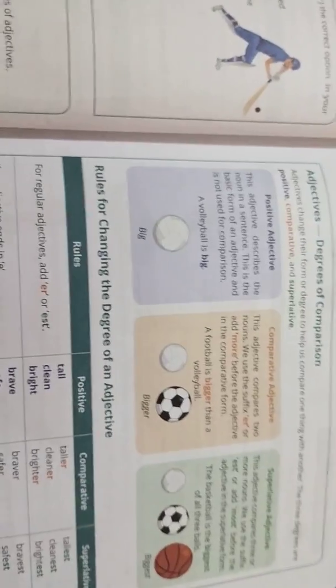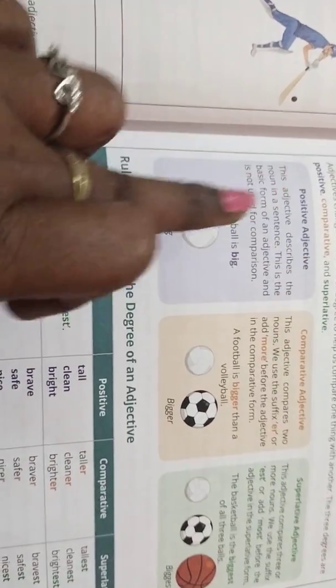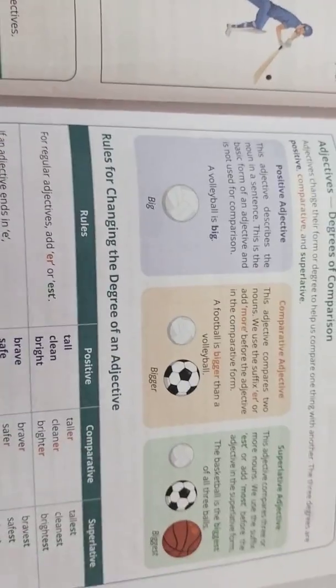So we learnt about two types of adjectives. What are they? Factual and opinion. And we learnt about degrees of comparison in adjectives, that are positive, comparative and superlative.